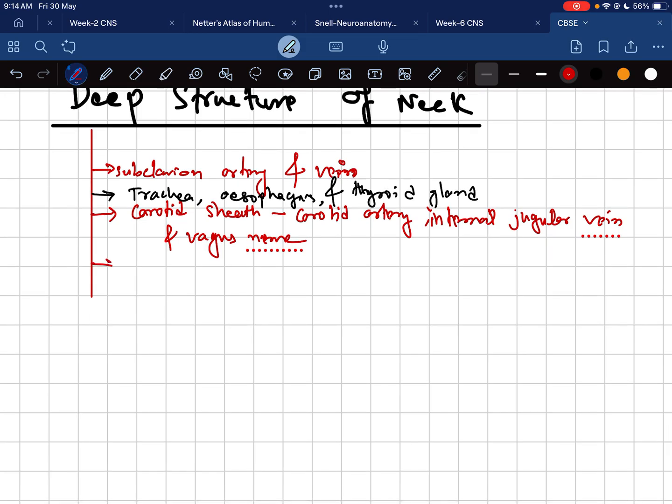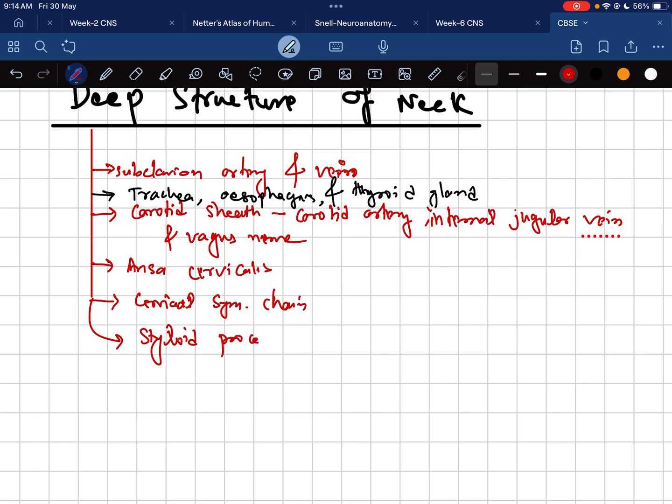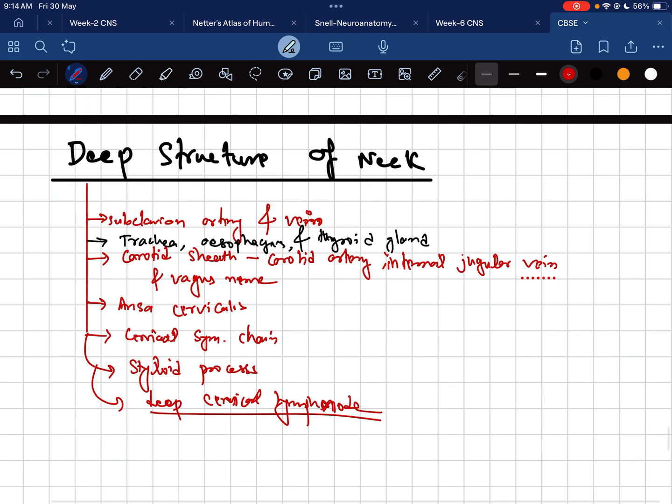After that, we discuss the ansa cervicalis, and in another period we discuss other portions like the cervical sympathetic chain, then the stellate ganglion, and then the deep cervical lymph nodes. These all are the contents of the deep structures of the neck.